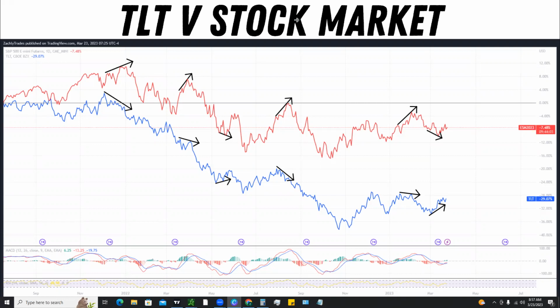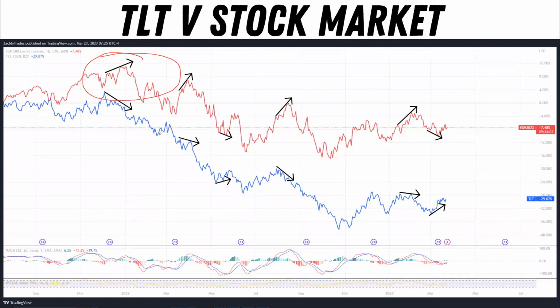A lot of these charts, you won't see anywhere else really, specifically, even just starting off with this first one. The whole reason I started making TLT videos is because it's been a great leading indicator for the stock market. So we have the S&P 500 futures here in red, we have TLT in blue, and anytime there's been a divergence, which is simply when the S&P is doing something different than TLT, the stock market has followed shortly after.